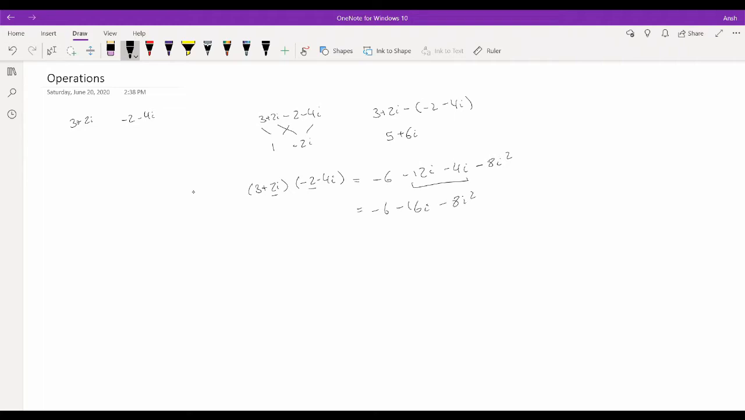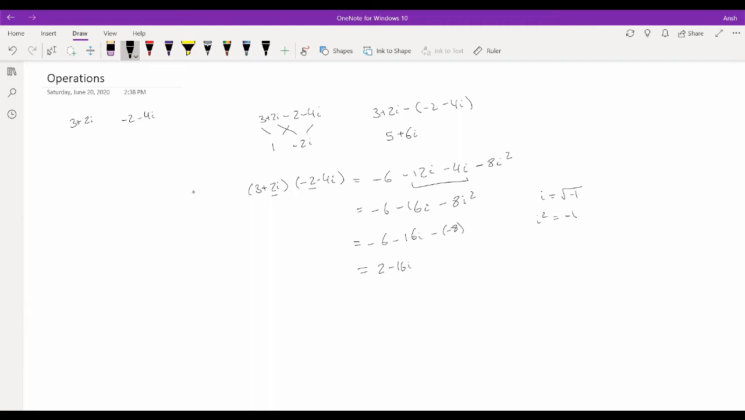But now we have this i squared term that isn't particularly nice. But in order to get rid of it, we can just remember what i is by definition. Since i is equal to the square root of negative 1, that means that i squared is equal to negative 1. This basically just becomes negative 6 minus 16i minus negative 8, which equals 2 minus 16i.